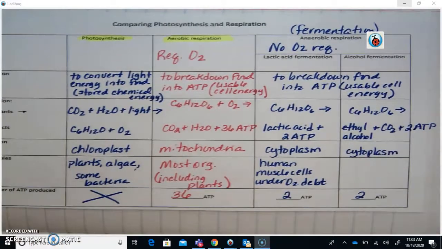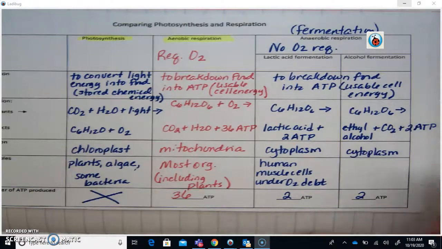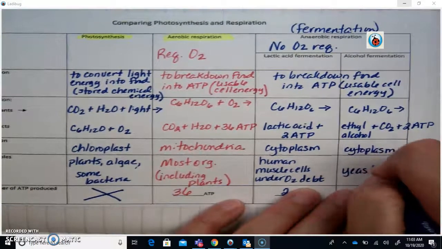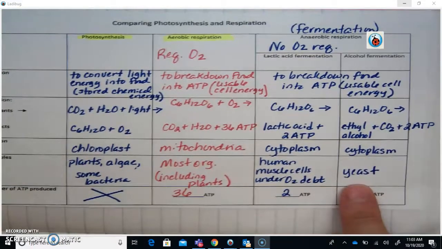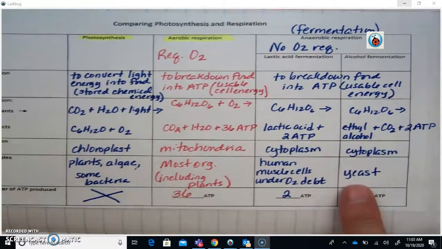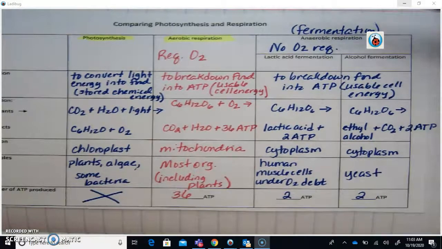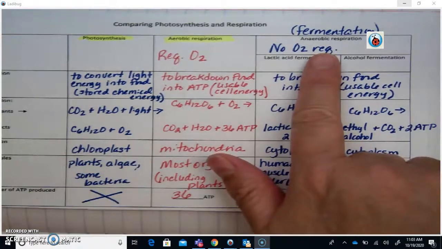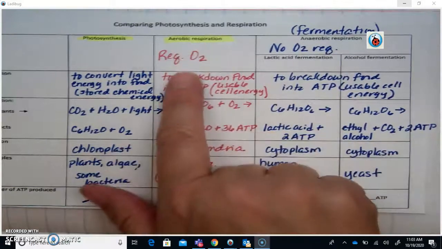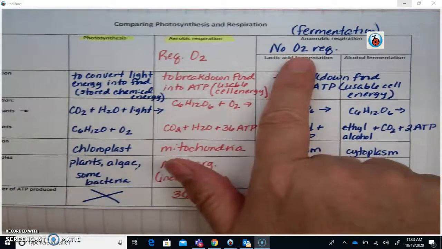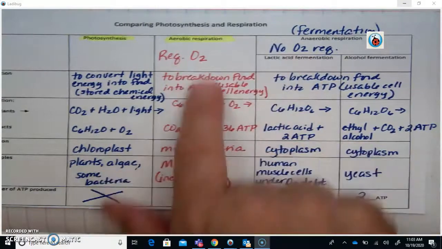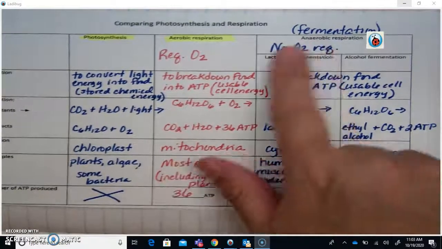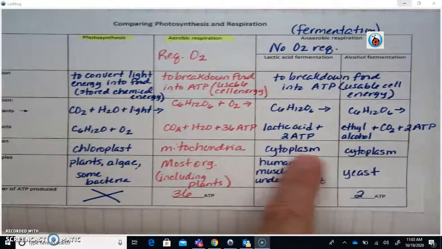What are some examples of organisms that undergo alcohol fermentation? Yeast. Of course, you know yeast is going to help make beer and wine, and it's also going to help to make bread rise. So again, one of the biggest things that we need to remember is the basic difference between aerobic and anaerobic respiration. Of course, aerobic respiration requires oxygen, anaerobic respiration does not. Aerobic respiration occurs in the mitochondria, anaerobic respiration occurs in the cytoplasm.